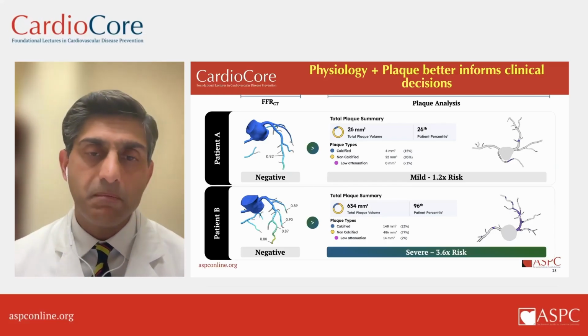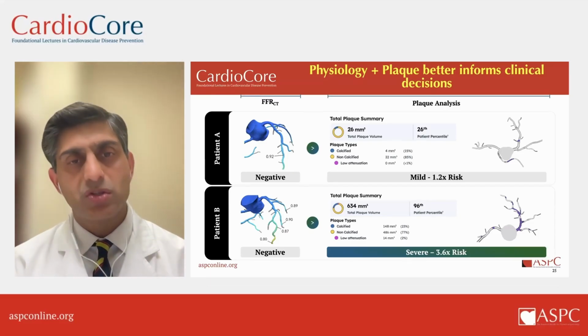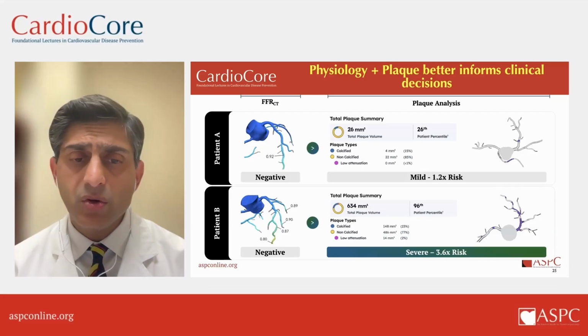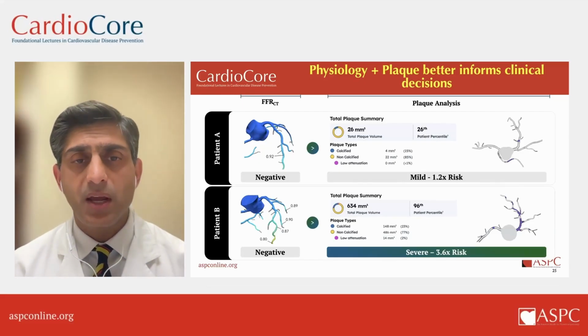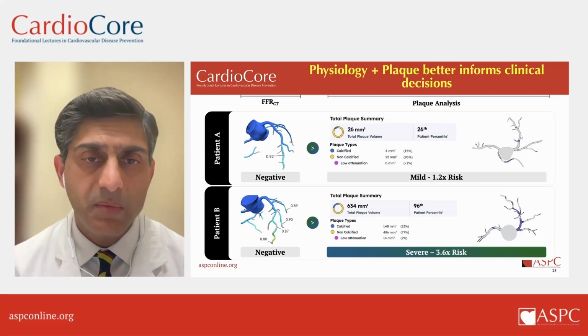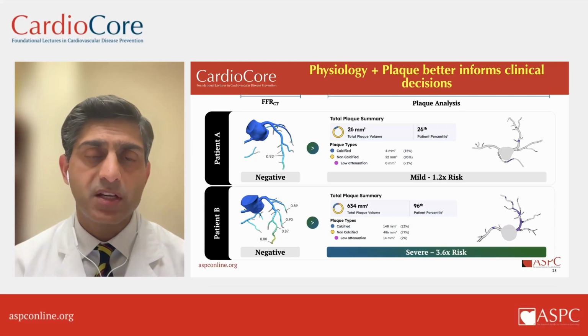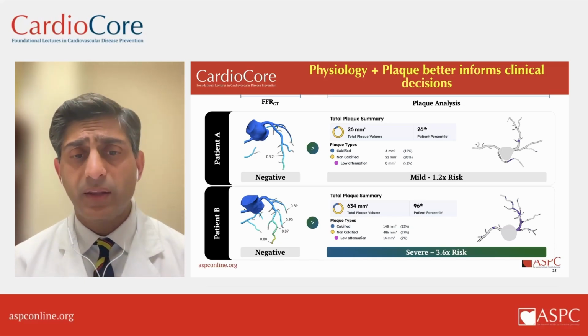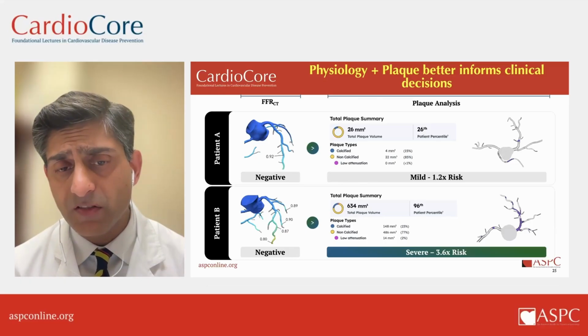So I do think it's important not just to look at stenosis, but to look at physiology too. You can quite nicely see here patient A and patient B. Patient A has a plaque volume of 26, which would make them stage 1. Patient B has 634 millimeters of plaque volume.